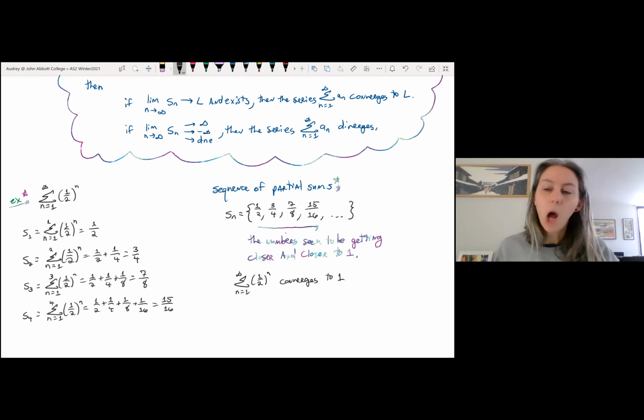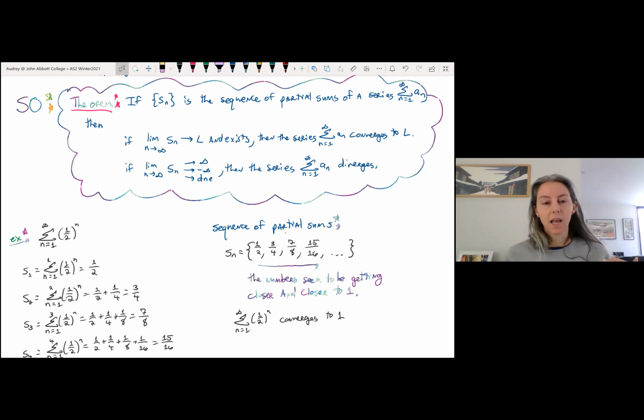But like I said, this is not really a rigorous way to do this. It's kind of like looking at it and being like, oh, look, those numbers seem like they're getting closer to 1. But in math, "seems like" is never really a good way to show something. So the question is then, how can I find S sub n itself?